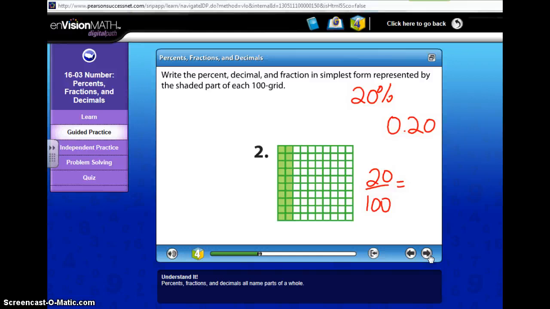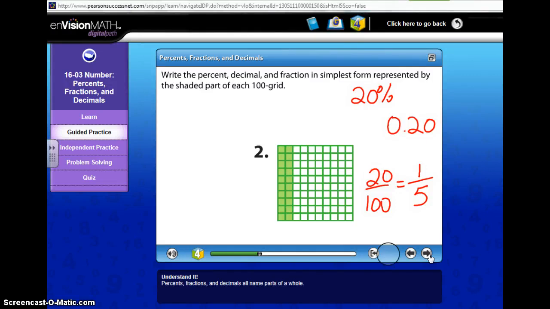By what? Yeah, the biggest number. We could divide them by 2 or by 5 or by 10, but we want to choose the greatest common factor, the greatest number they both have in common. So that would be 1/5, right? Okay. Now, as we've moved along in the year, you guys need to know this without having to write it down. 20 over 100 is 1/5.